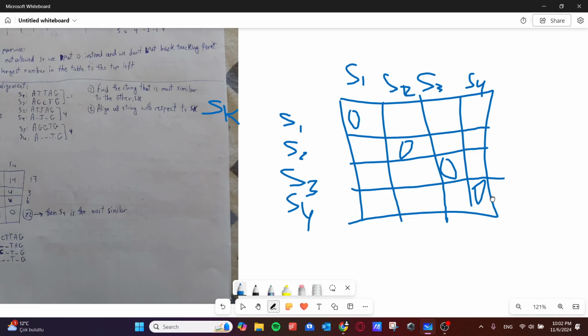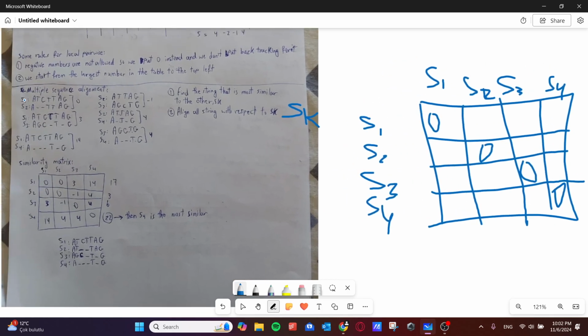So what is the alignment between string 1 and string 2? It's 0. And here, if you can see, it's also 1 and 2, so it's 0, 2. What is the alignment between S1 and S3? S1 and S3, it's 3. Here it's the same. What is the alignment between S1 and S4? S1 and S4 is 14. As you can see here, it's 14. This is the alignment score.